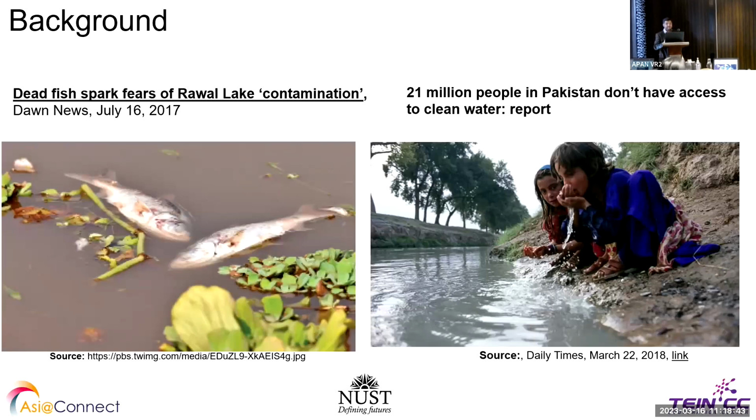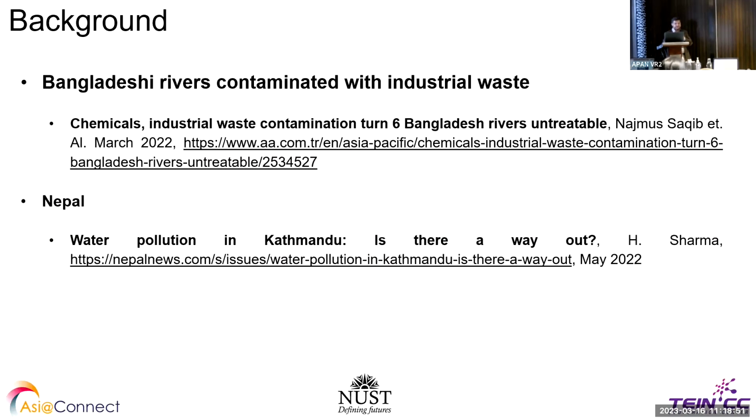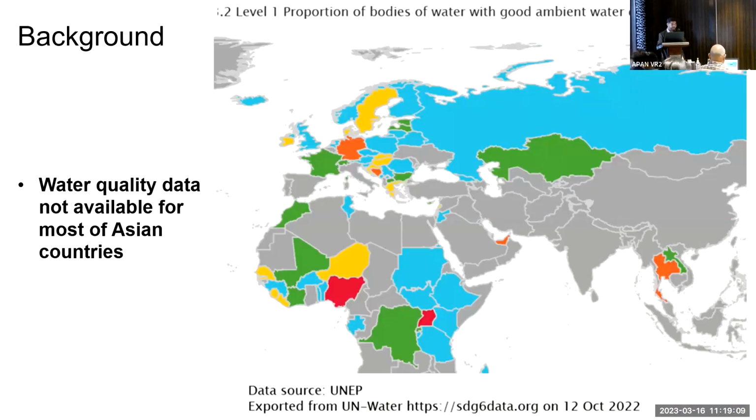Another picture on the right: many people consume water from open water bodies that is not treated. So they are also exposed to contaminated water. We don't have any data. The situation is similar in many other partner countries. For example, Bangladeshi rivers have also been found to be contaminated due to industrial waste. In Nepal, the situation was similar. Things are getting better now as the sewerage system is being separated from the river system.